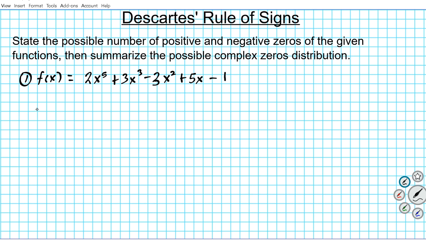So let's go ahead and take a look at this. We're going to start off with the possible number of positive real zeros.